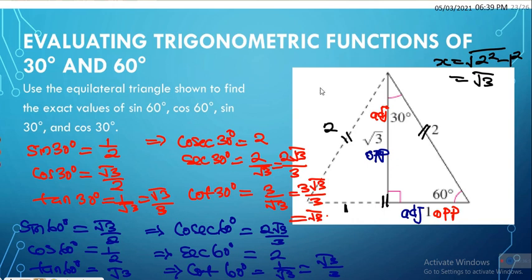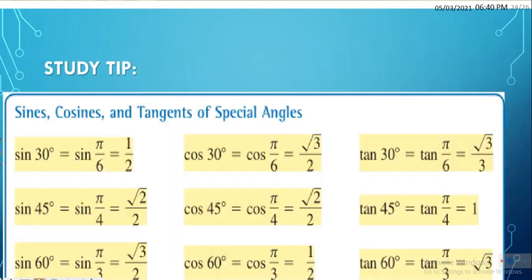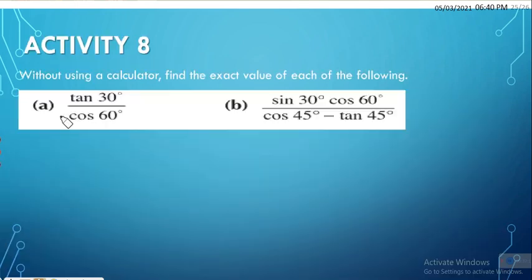So the easiest way to memorize this is to memorize the triangle. It may not be easy to memorize the values, but if you can picture the triangle in your memory, you can solve many problems. Alright, so study step. These are the values of the trigonometric functions. You can look at them, memorize them, and take them where you need them.